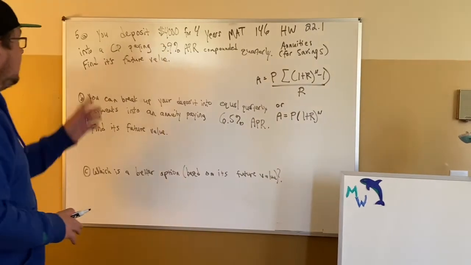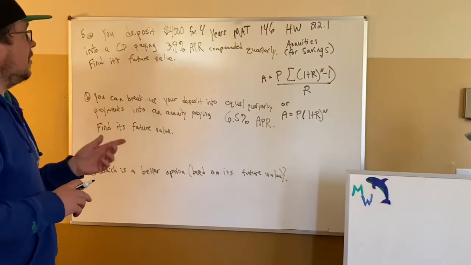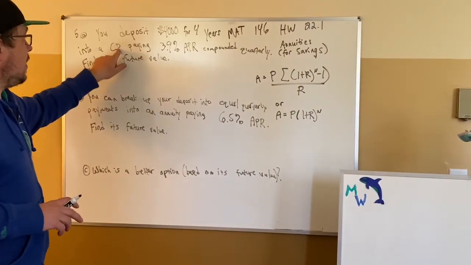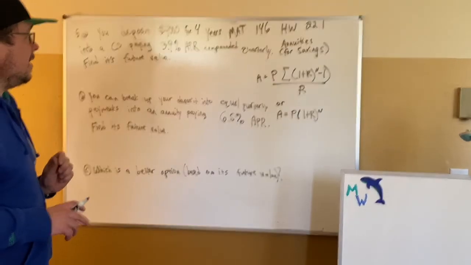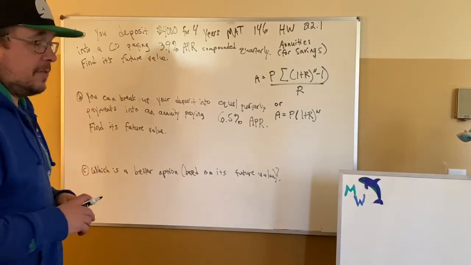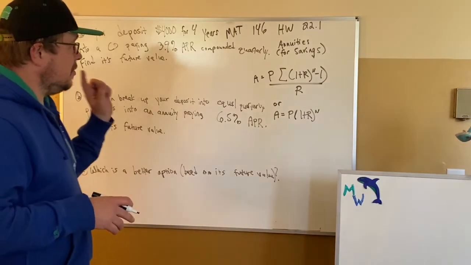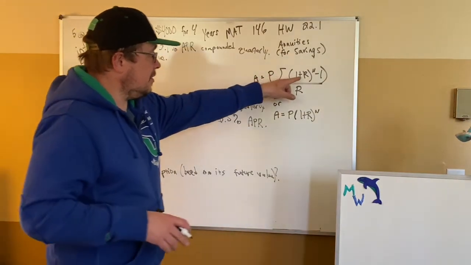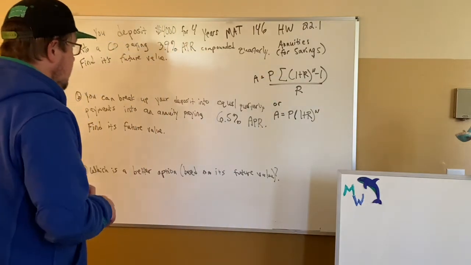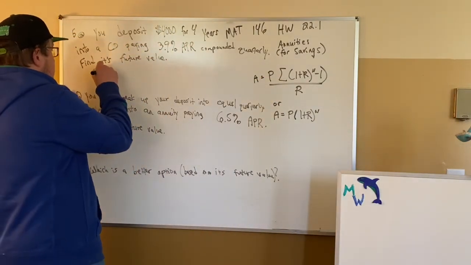Question 5. So you deposit $4,000 for 4 years into a CD, paying 4.9% APR, and it's compounded quarterly. Let's find its future value. So this is when we're going to an annuity, and we're going to put in payments with a certain interest rate for a number of periods. And so we need to know what P is, what the payments are going to be.